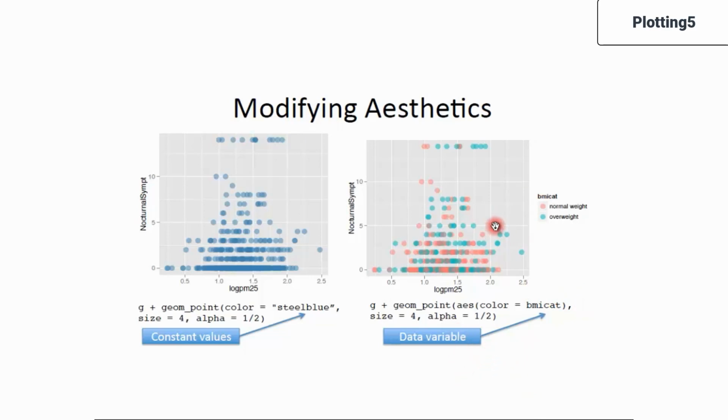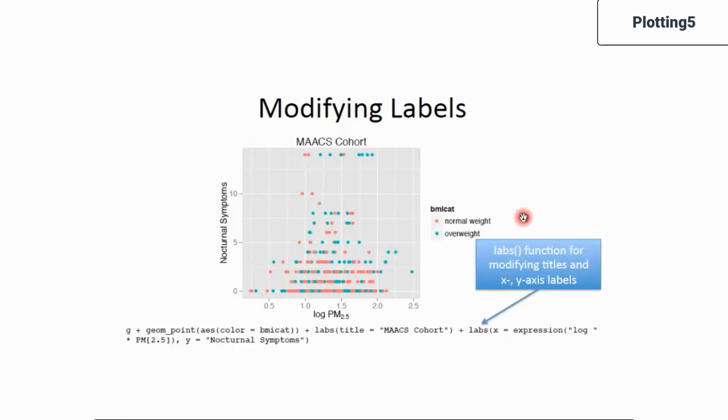So next thing, moving on, how to modify the labels in a ggplot. So nocturnal symptoms versus log of PM 2.5. The labs function is used for modifying the titles and the x and y axis labels. So here, nocturnal symptoms is the label used. Earlier, if you have seen, it was taken directly from the data. But here, you're modifying the title used.